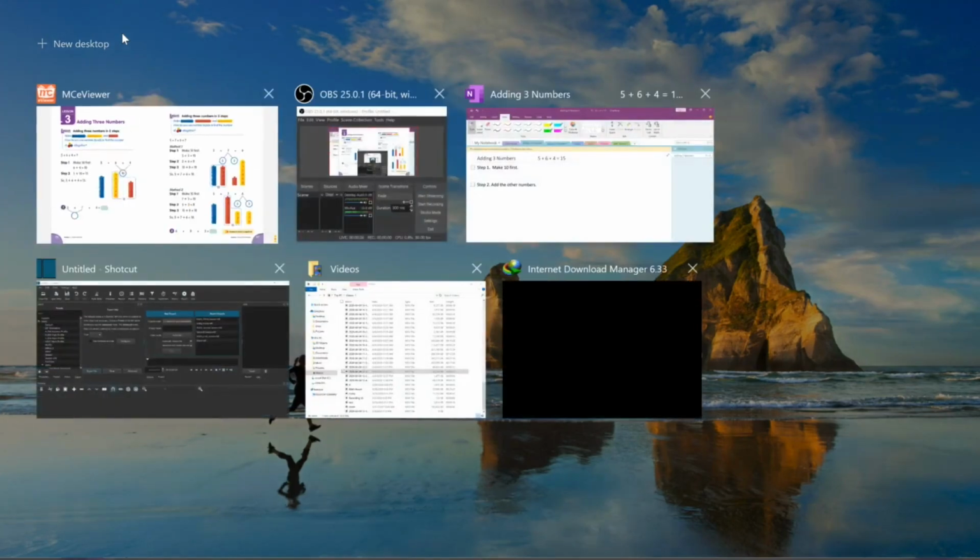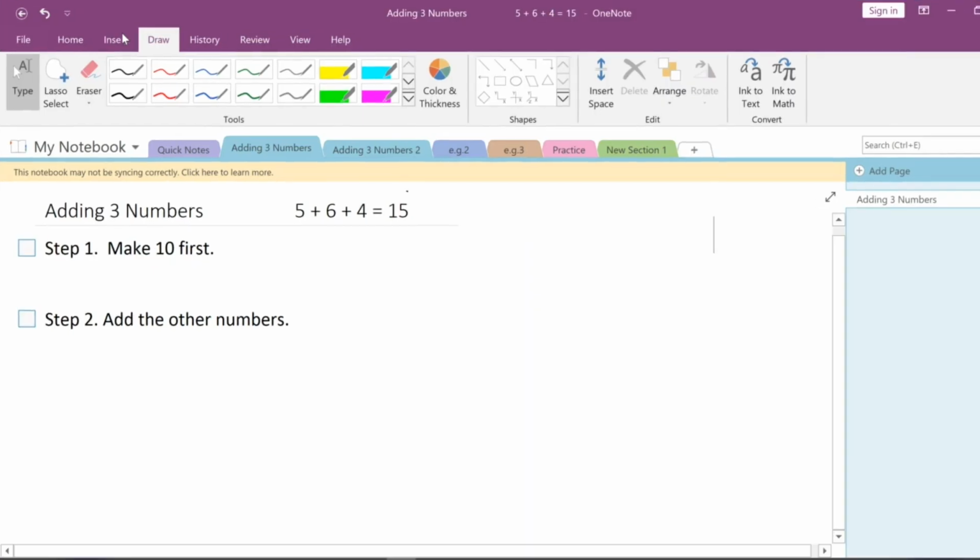Adding two numbers is quite easy now for you. You can add 2 plus 2, which equals 4, or 4 plus 4, which equals 8, or 5 plus 5 equals 10. But what about if you've got three numbers? You can look at the screen and you can find three numbers here: 5, 6, and 4. If you're going to add these three numbers, how are you going to do it? This lesson will make it easier for you to add these numbers. So that's our lesson for today.